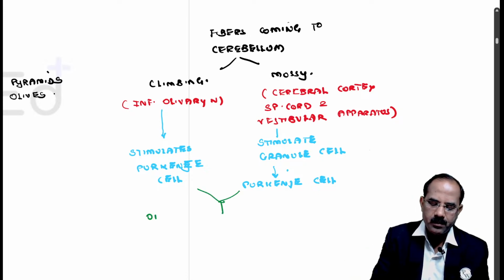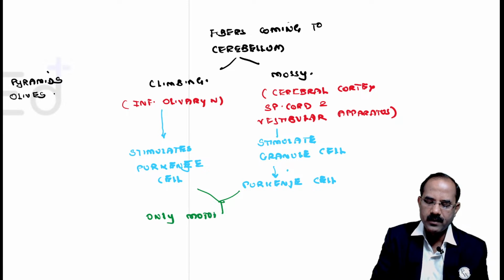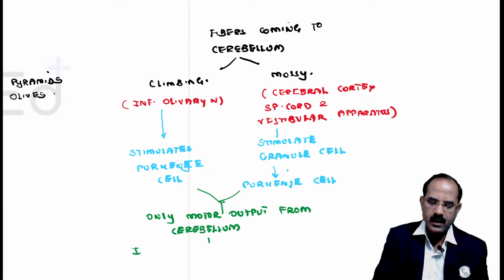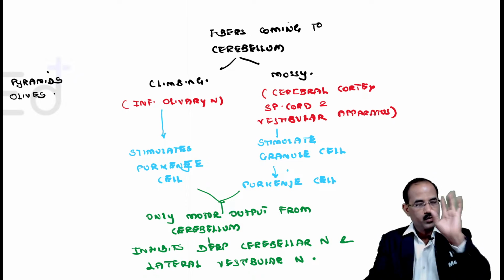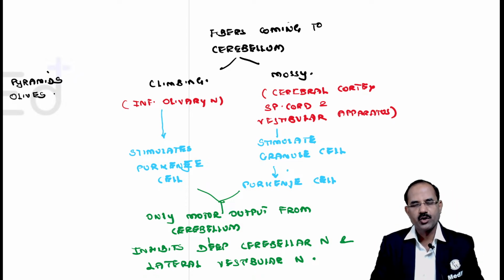It is the only motor output from the cerebellum. Just remember, this came as an MCQ. And what does it do? It inhibits the deep cerebellar nucleus and the lateral vestibular nucleus. Just remember, this is the cerebellar circuit that I've told you, a very important topic.